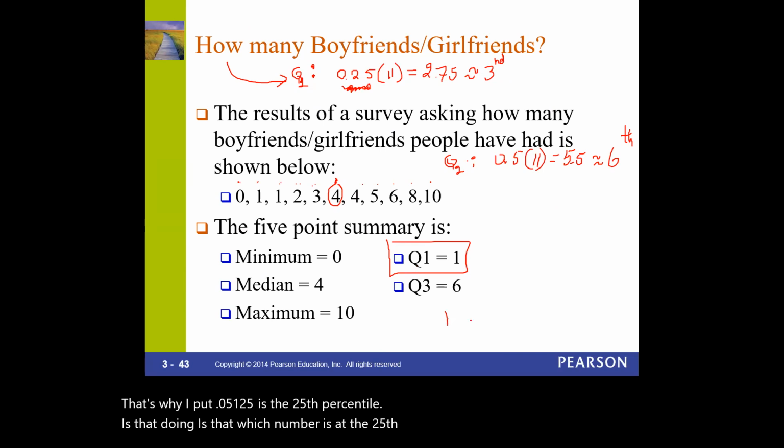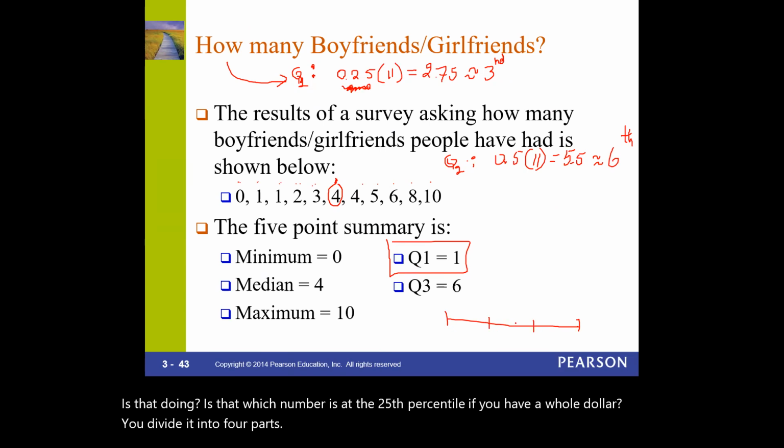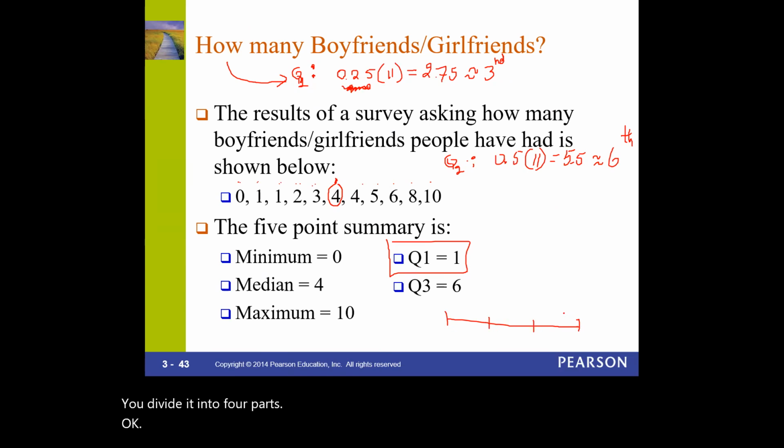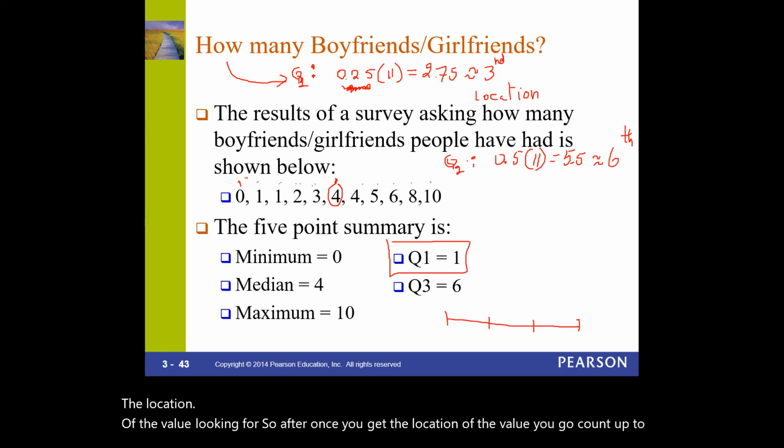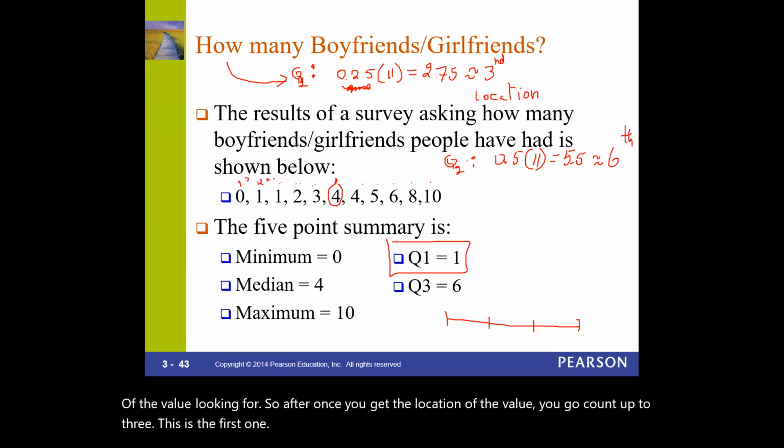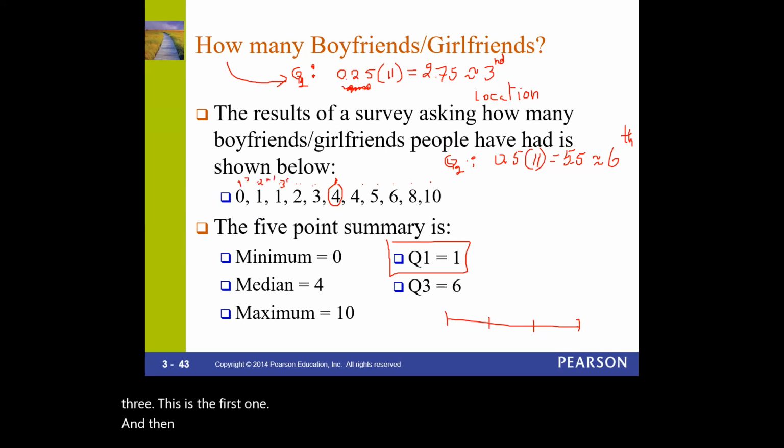If you have a whole dollar, you divide it into 4 parts. Okay, but on there it says 3. So how do we get 1? For Q1, the 0.25 times 11 gives you 2.75. This is called the location, the location of the value you're looking for. Once you get the location, you go count up to 3. This is the first one, second, and then the third value. Okay, thank you for the question. I really appreciate your question.